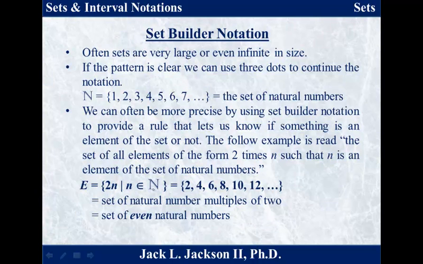So this is saying we can let n be any natural number, 1, 2, 3, 4, 5, 6, 7, etc. But what we have in our set is 2 times those natural numbers. So we have 2 times 1, which is 2. We have 2 times 2, which is 4. 2 times 3, which is 6. 2 times 4, which is 8, and so forth. So we get 2, 4, 6, 8, 10, 12, etc. Well, that's just the natural number multiples of 2, or we have another word for that. That's the even natural numbers. So an even number is just a multiple of 2.